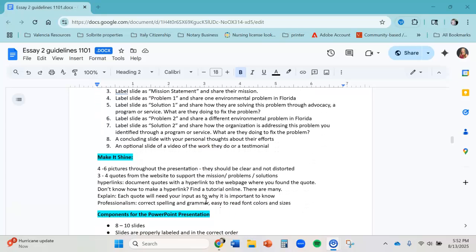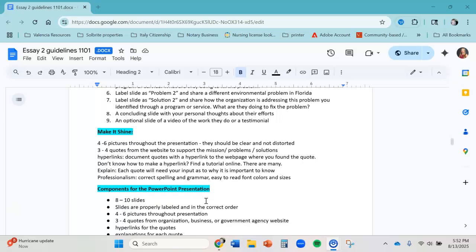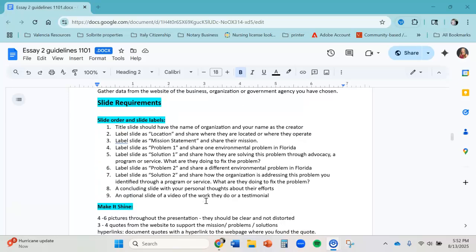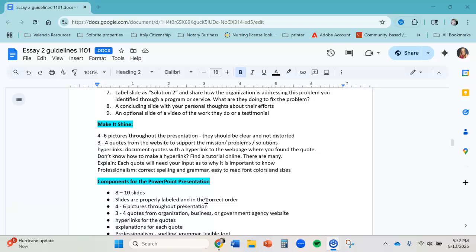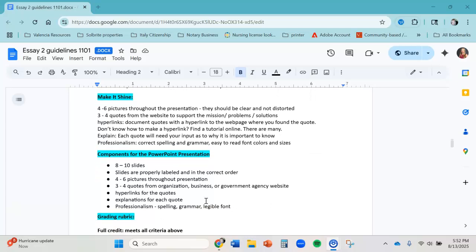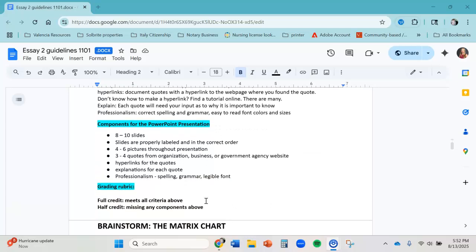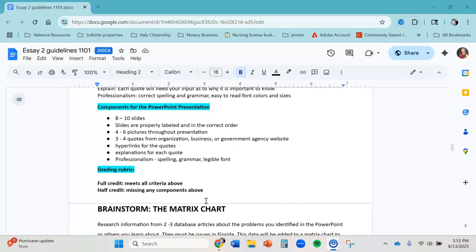I want you to read through this and understand what it is you have to put in your PowerPoint. It's very, very clear and specific. I tell you how many slides, how many pictures, how many quotes, where they belong, all of that sort of thing. If you have questions, certainly message me. Copy and paste the parts you don't understand. Ask me a few questions in the Canvas inbox. I'll be glad to help you out with clarification.